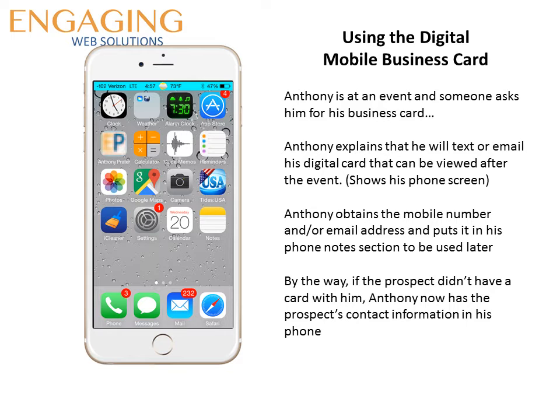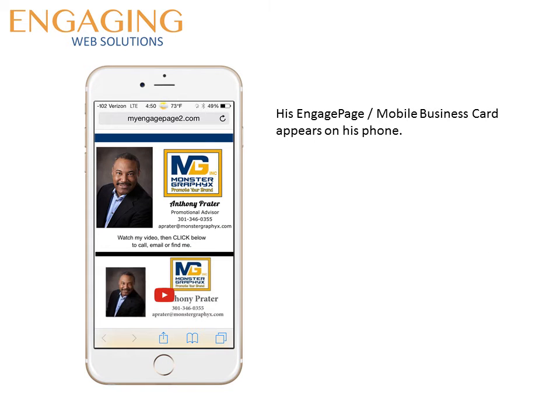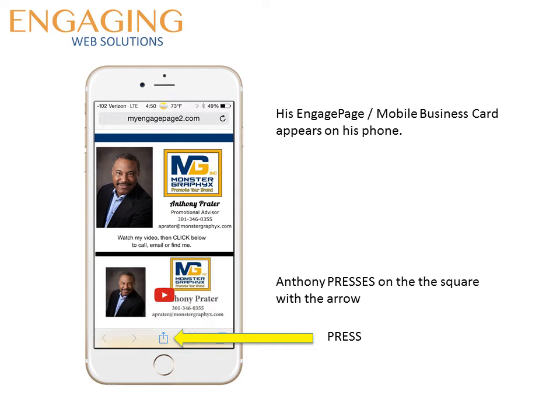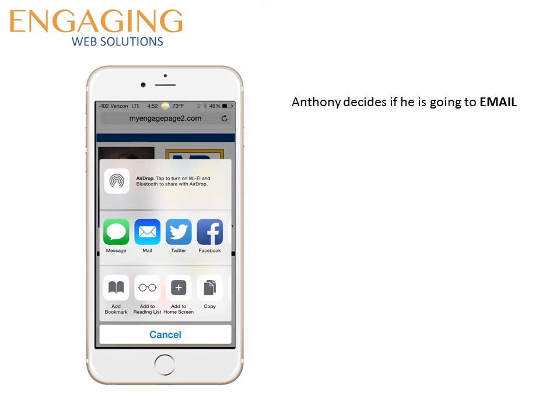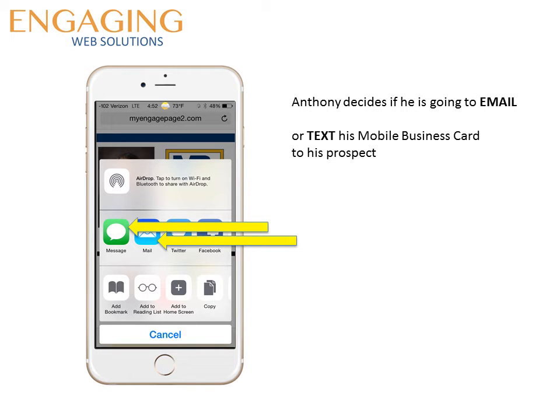So once the event is over, Anthony is going to go ahead and get started sending his mobile card out to the people he met at the event. First thing he's going to do is he's going to go ahead and press on his icon on his phone in order to do this. When he presses on it, his Engage page comes to life, or his business card comes to life right on his phone. At that point, he's going to press on the little square at the bottom, which is the menu, which then is going to give him the option to email or to go ahead and text the card to the contact that he met.